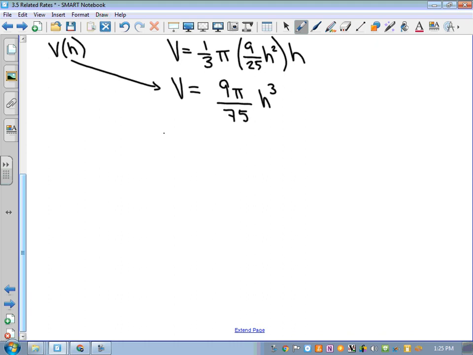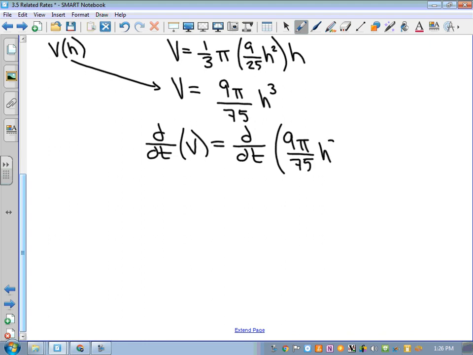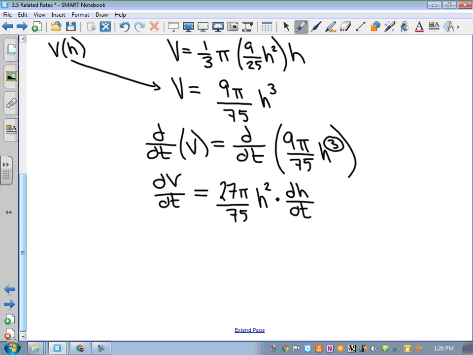So d over dt of V is equal to d over dt of 9 pi over 75 h cubed. A little bit of a gnarly formula here for sure. When I take the derivative of the left-hand side, this does just become dV over dt, nice and clean and easy. The right-hand side, though, the exponent 3 will multiply onto the coefficient, so I'm going to write that as 27 pi over 75. Now the power has been reduced by 1, so it's h squared. But again, implicit differentiation. We have to include dH over dt. It is totally up to you if you want to manipulate at this point or after you put numbers in.